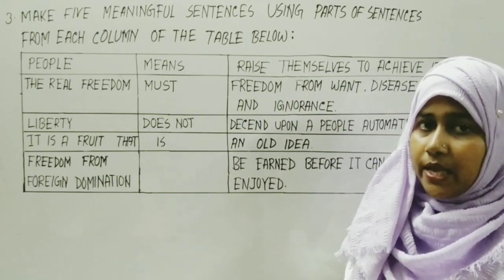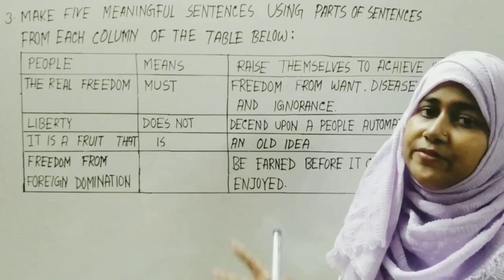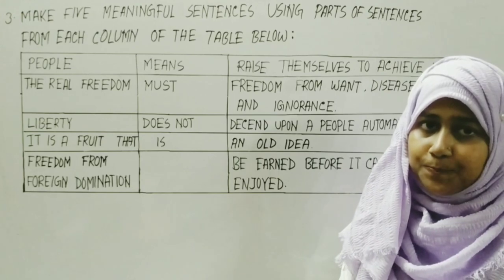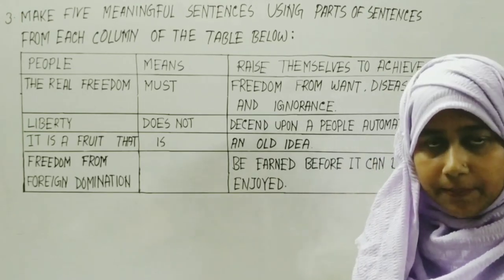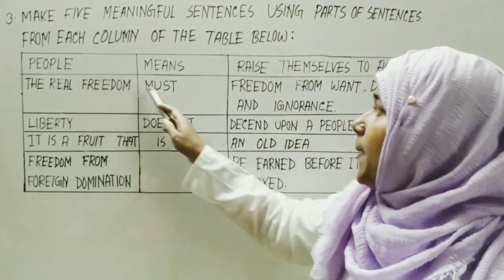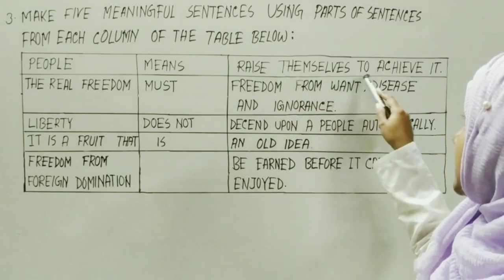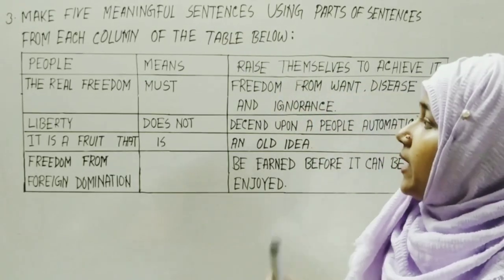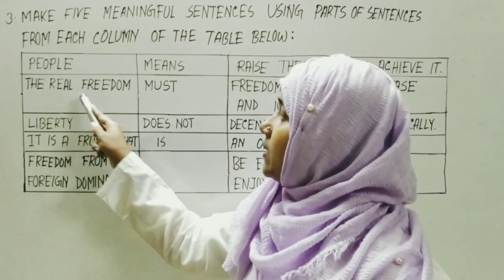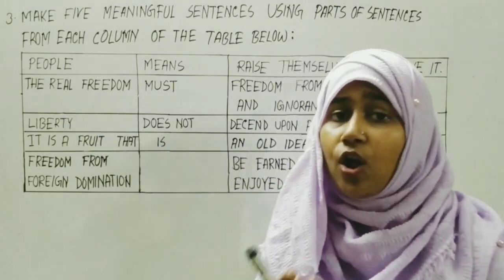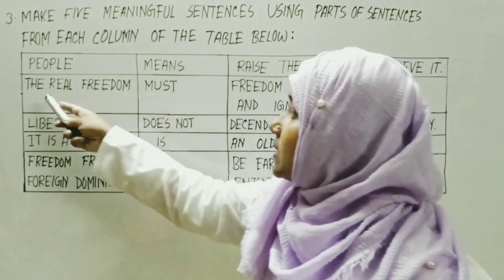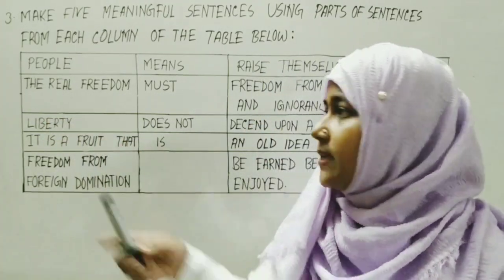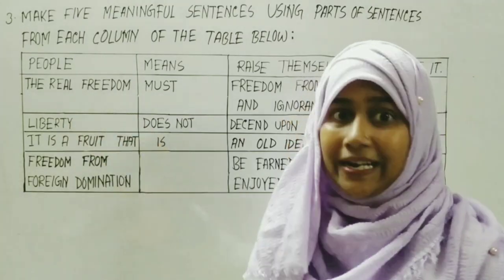This is how you can complete 5 meaningful sentences. Clear? One sentence is completed. That is, people must raise themselves to achieve it. Clear? Then second point, the real freedom. What is called real freedom? So the first point demands the definition. The first point, that the real freedom what?